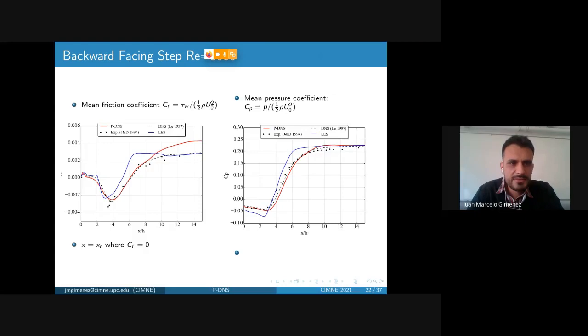If we look at other quantities, for example, the friction coefficient and the mean pressure coefficient, conclusions are similar. Pseudo-DNS obtains a better agreement with reference data than LES using this coarse mesh, obviously. Here I highlight that when the friction coefficient is 0, we can detect the reattachment point, and the Pseudo-DNS is very accurate in the prediction of that quantity.